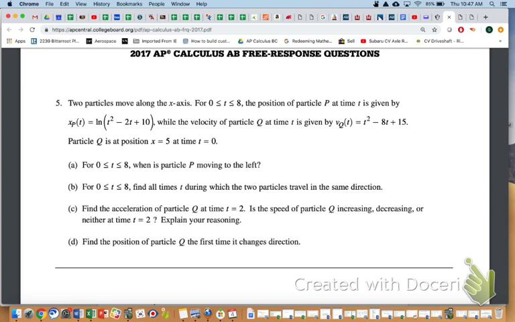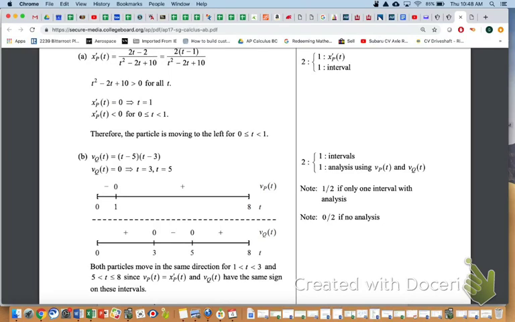B is kind of in a bad spot there, but we can scroll to that if we need to. There's A. It's asking for the time interval when the particle is moving to the left. So they found the velocity function by differentiating position, finding out where velocity was negative, and therefore it's where the particle is moving left.